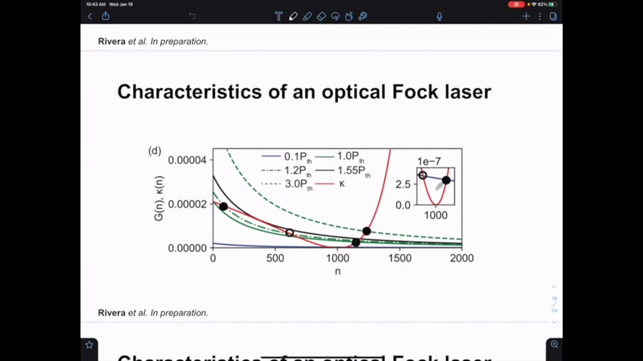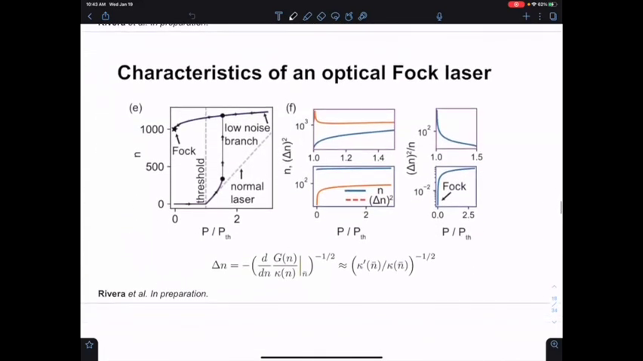And so you might imagine that if I start from high pump and then lower, then I can reach this low noise state, which actually has way more than 99% less noise than the coherent state level. And so, just from these gain loss curves alone, we can already start to imagine some pretty interesting output characteristics. So here, for example, I show the mean number of photons as a function of pump.